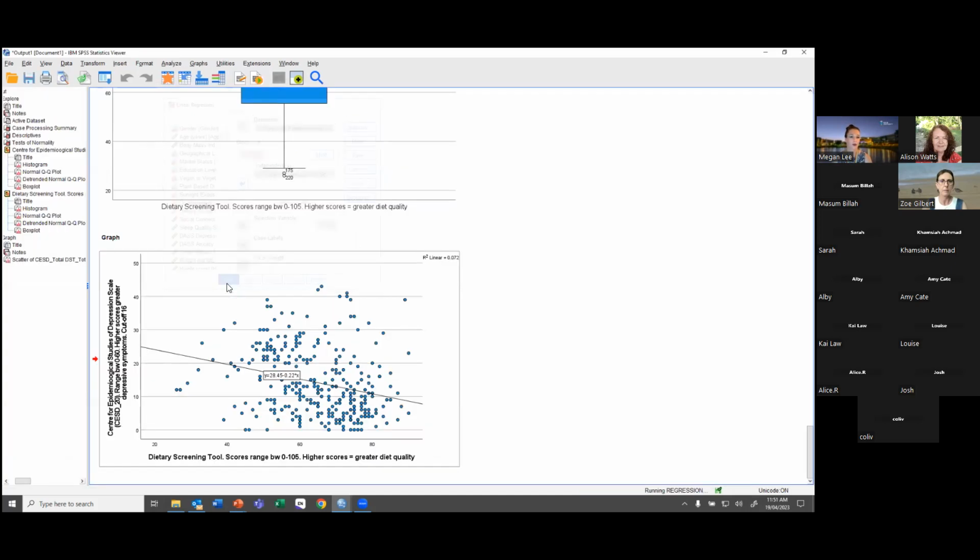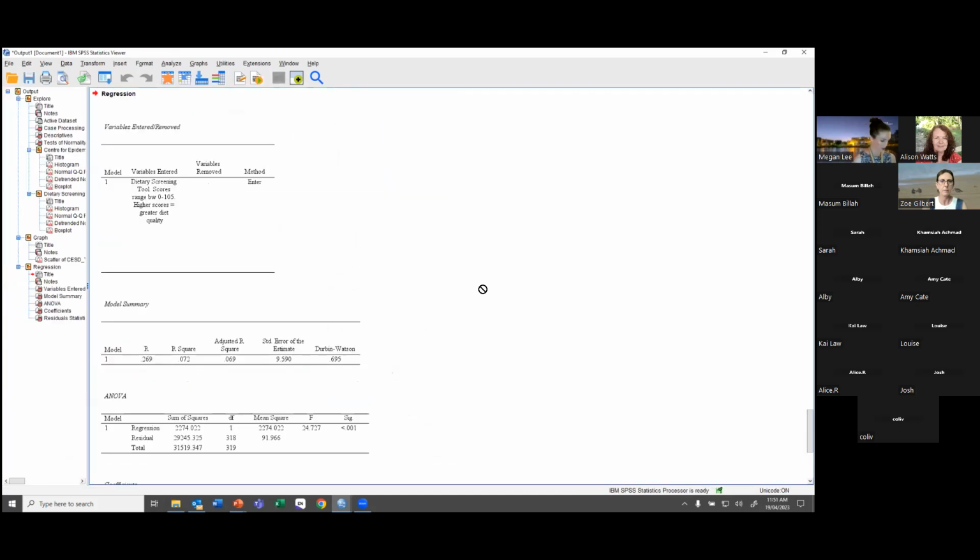Okay, so a simple linear regression looks like this. This is our output. The first box tells you what you entered into your model, which predictor variables you entered into your model. So you've got here that diet was included by itself, and it was forced into the model by itself.